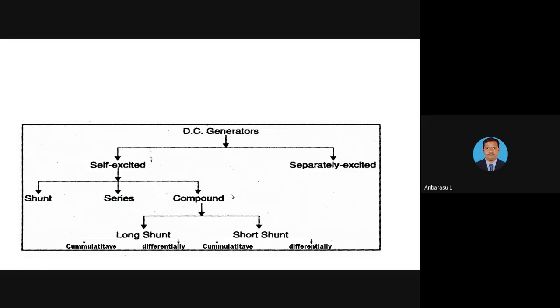The next topic is DC generator types. We can broadly classify them into two types based on their excitation: self-excited and separately excited. Self-excited can again be classified into three types: shunt, series, and compound, based on the connections between the field winding and armature winding. Compound is again divided into long shunt and short shunt. Both types can broadly be classified into cumulative and differential compound generators.